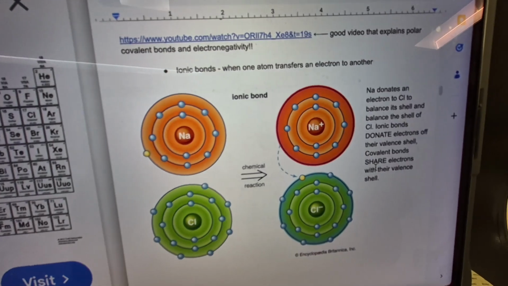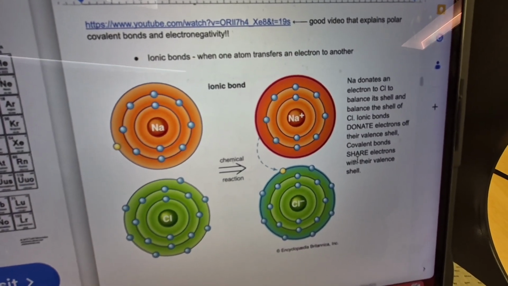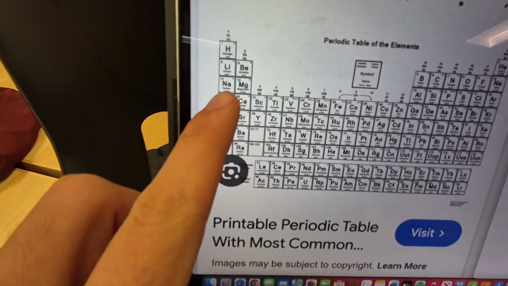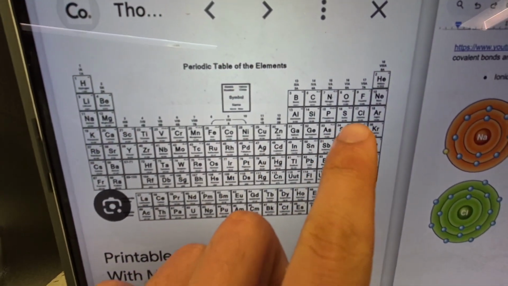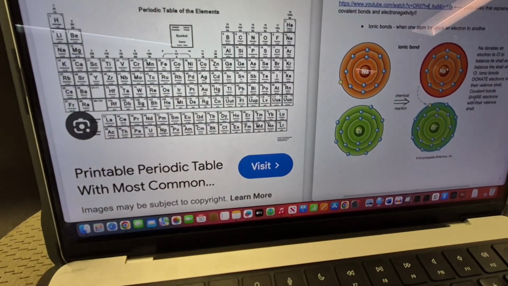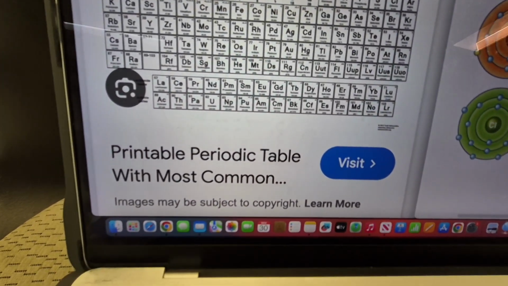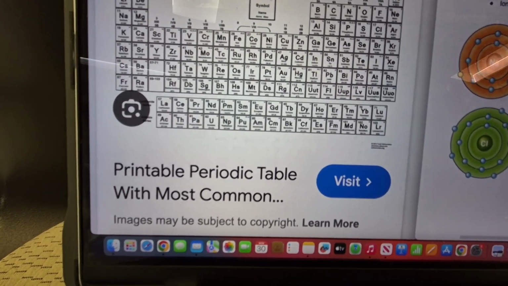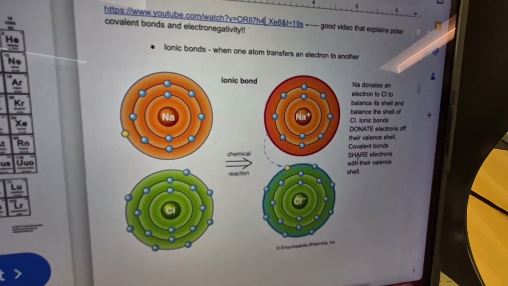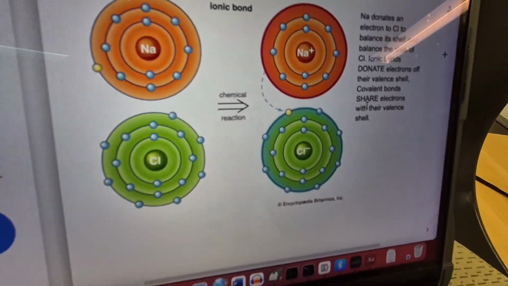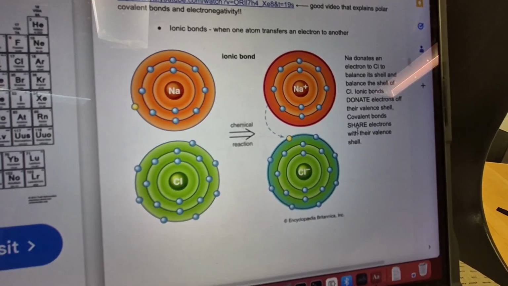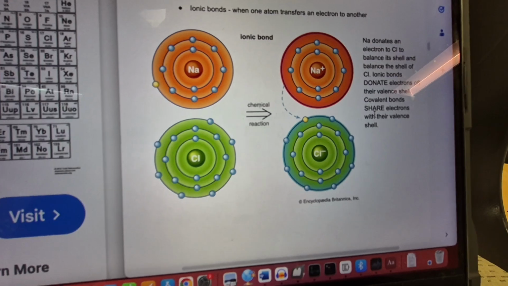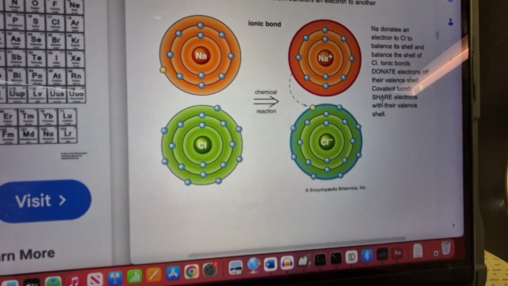So an ionic bond is when one atom transfers an electron to another. In this example with sodium and chlorine, you can see that sodium is located here on the periodic table and chlorine is located here. Sodium has to get rid of an electron, and chlorine has to gain 1 electron in order to stabilize both valence shells. And that's exactly what's going on here: instead of sharing electrons like we do with covalent bonds, with ionic bonds we donate electrons in order to fulfill the valence shell of both atoms.